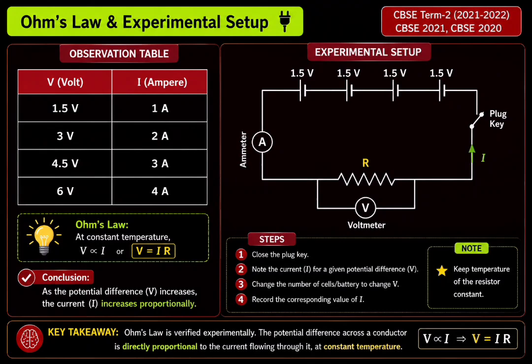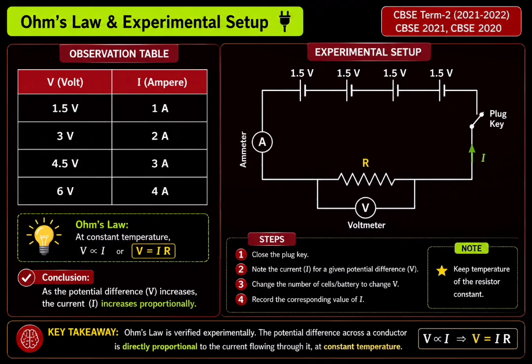Observation table. After performing the experiment, we get the following observations. At 1.5 volt, current is 1 ampere. At 3 volt, current is 2 ampere. At 4.5 volt, current is 3 ampere. At 6 volt, current is 4 ampere. From the table, we can clearly see that when voltage increases, current also increases in the same proportion.